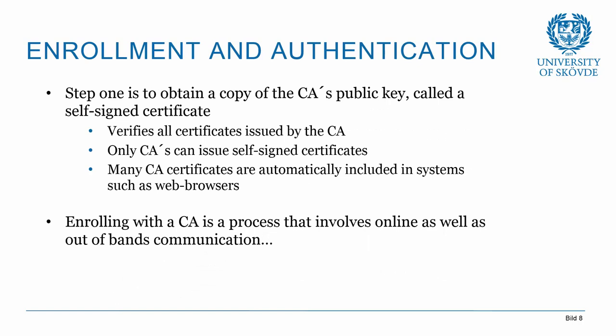So how do we enroll and authenticate? Well, the first step to enroll a host is to obtain a copy of the CA's public key, and this is called a self-signed certificate. So this is the CA's certificate that is signed by the CA itself. And this is used to verify all certificates signed by the CA. Note here that it's only the CA that can issue self-signed certificates. You've got to start somewhere, right?